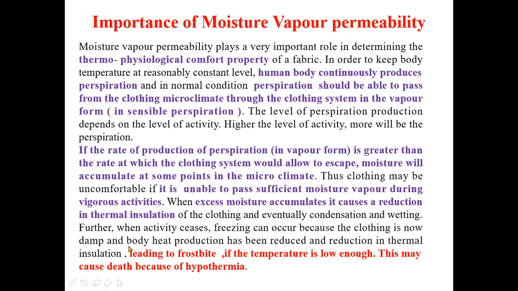Let us see what is written in this paragraph. What I mean to say here is the rate of production of perspiration will be more if the level of activity is more. Now, if the rate of perspiration is more and our clothing system does not allow this moisture vapor to pass through the fabric, then what will happen?